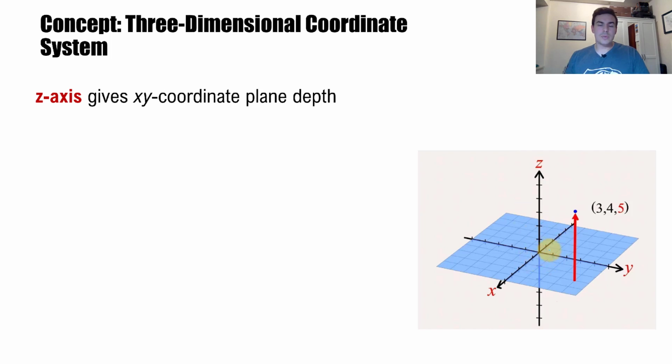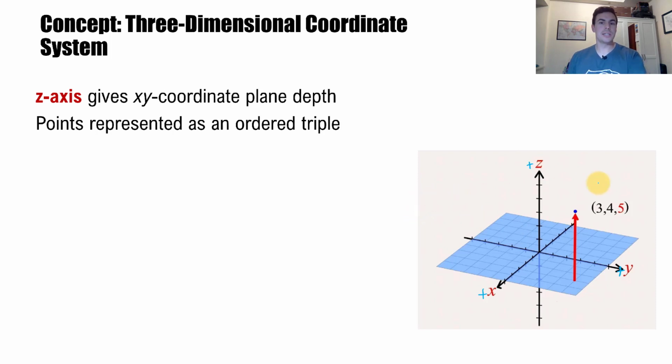So our X and Y are laying flat, and then our Z-axis is going to be going up here. So what you see here is the positive X, the positive Y, and the positive Z. Going back this way would be negative X, going down would be negative Z, going off to the left here would be negative Y. So our Z-axis is giving this sort of depth to our XY coordinate plane.